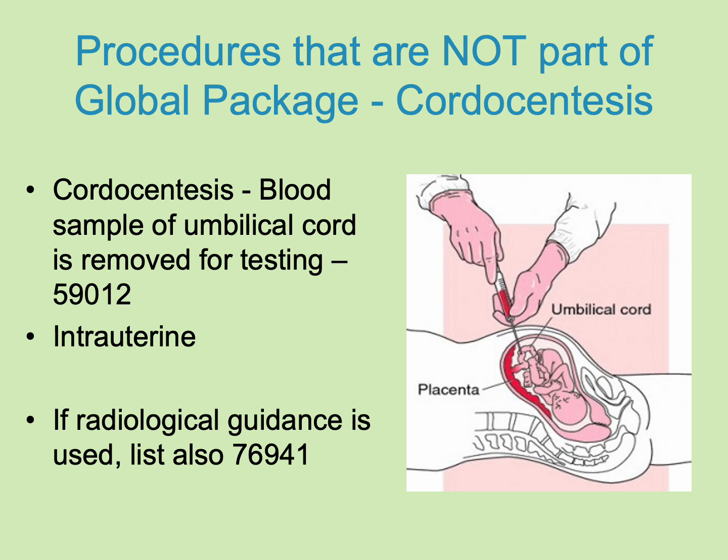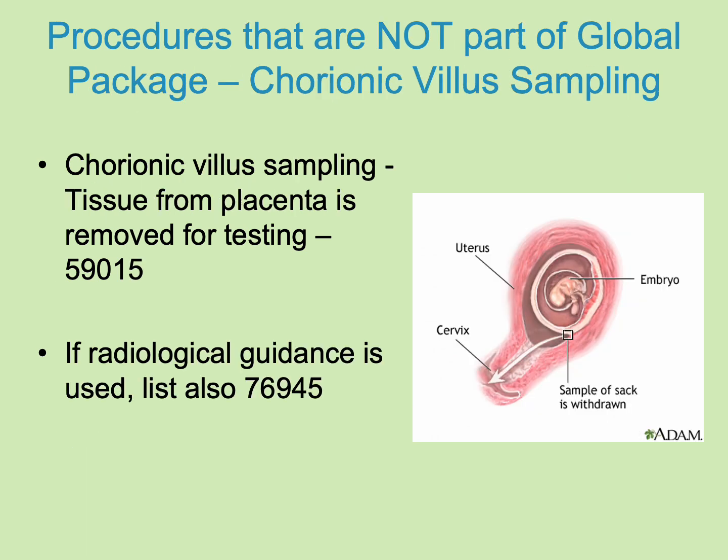Cordocentesis, blood sample of the umbilical cord is removed for testing, 59012. This is intrauterine and does not include ultrasound guidance. So if guidance is used, list 76941. Chorionic villus sampling, tissue from the placenta is removed for testing, 59015. If guidance is used, it refers you to 76945.